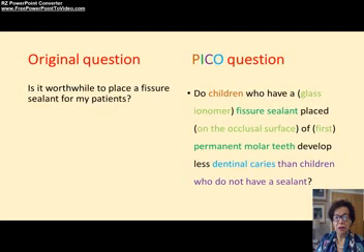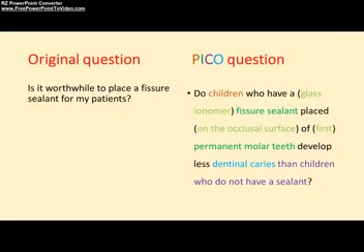Then, with further detail, do children who have a glass ionomer fissure sealant placed on the occlusal surface of first permanent molar teeth develop less dental caries than children who do not have a sealant?